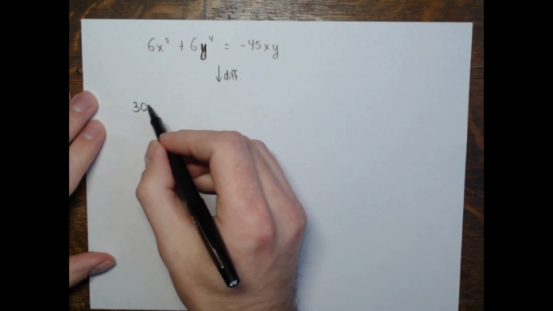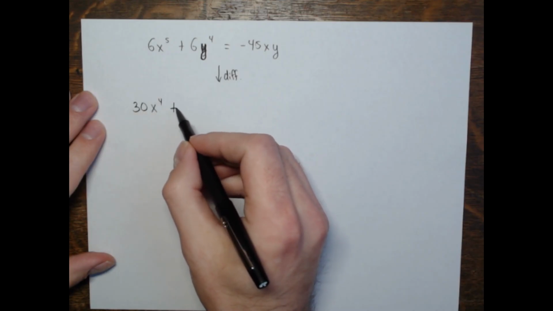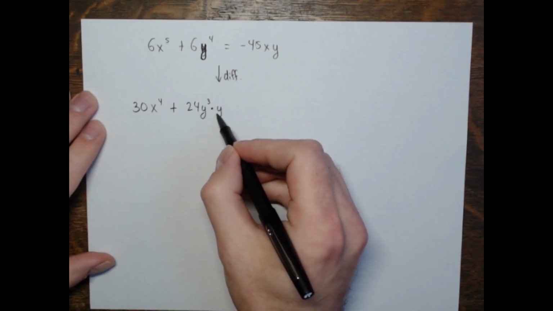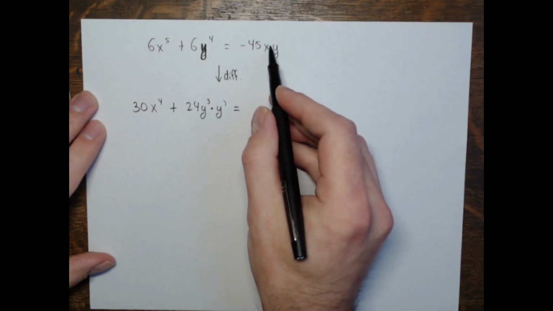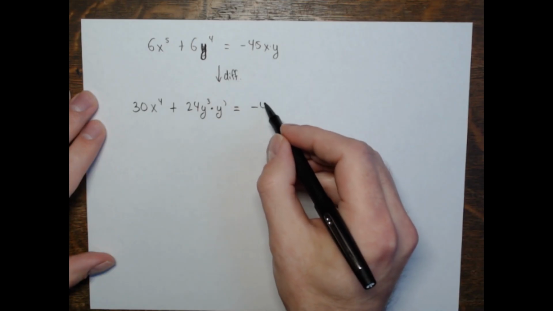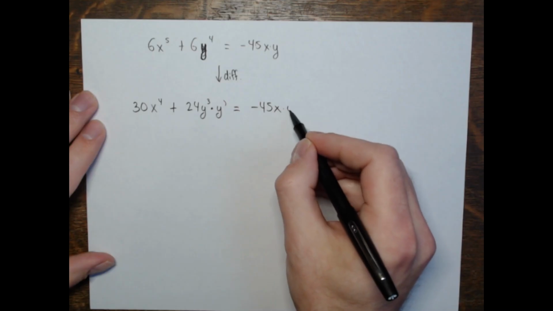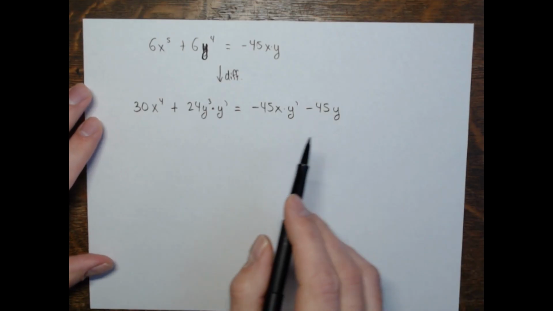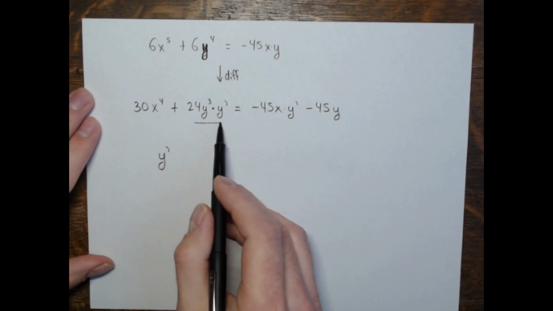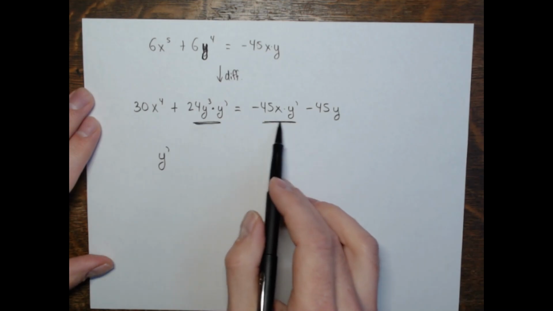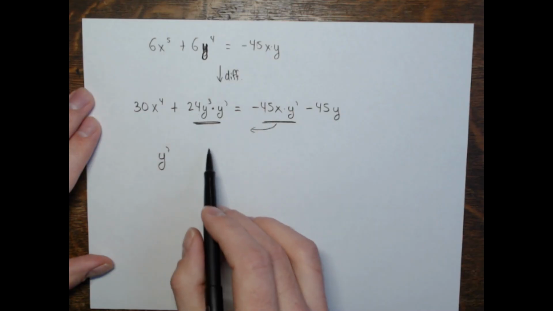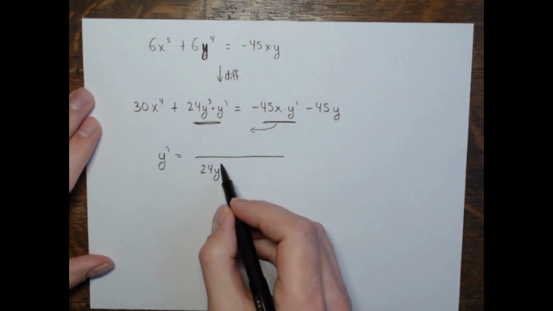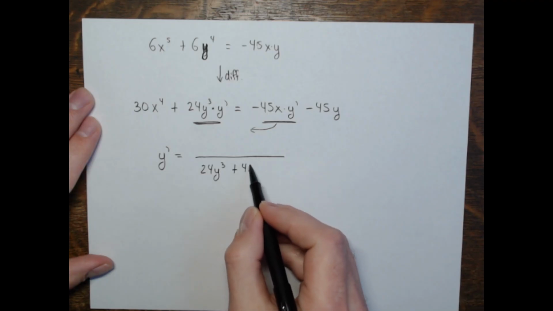So that's 30x to the 4th plus 24y cubed, but then chain rule times y prime. And then over here I got the product rule again with -45x times y prime, and then -45 times y. Solving for y prime. Again, this term has y prime on the left, this term has y prime on the right. Let's say I move that over here, and then in divide, our denominator would have 24y cubed plus 45x.